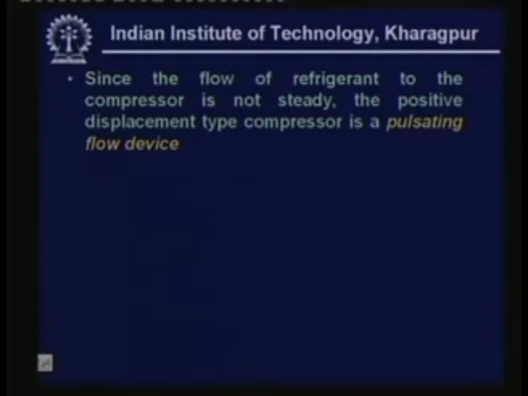Since the flow of refrigerant to the compressor is not steady, the positive displacement type compressor is a pulsating flow device. So you can see that during one stroke you have suction, during one stroke you have compression, and during another stroke you have discharge. So the flow rate of refrigerant is not steady. So it is basically a pulsating flow device.